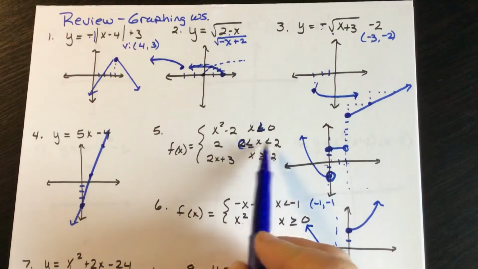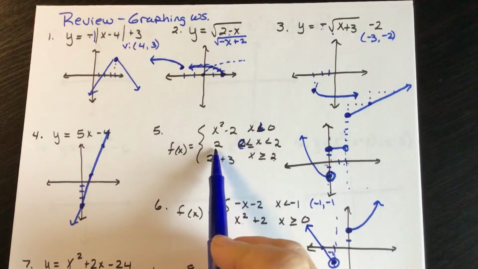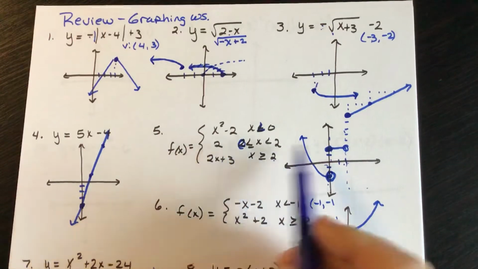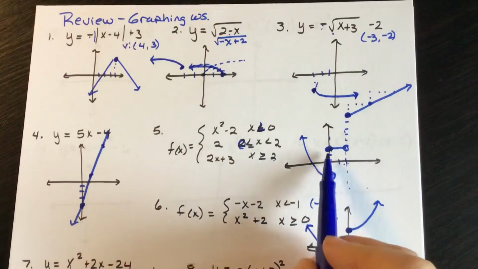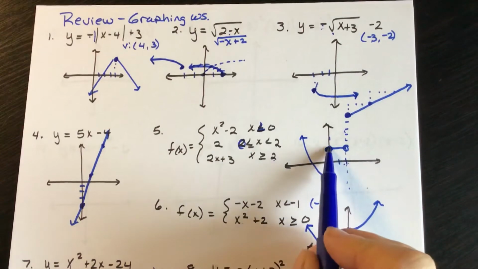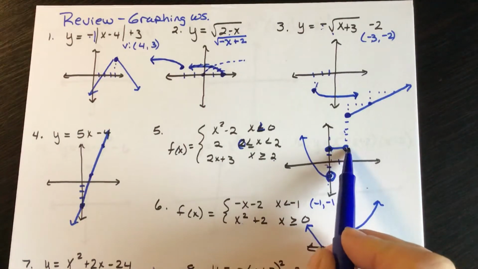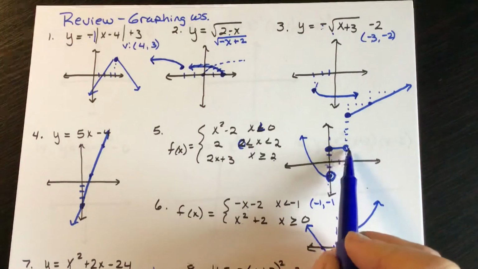In between 0 and 2, this is a horizontal line at 2. So I go up to 2. It does include the value at 0, so it's a closed dot, and a horizontal line over to 2 on the x-axis, and it doesn't include 2, so it's an open dot.